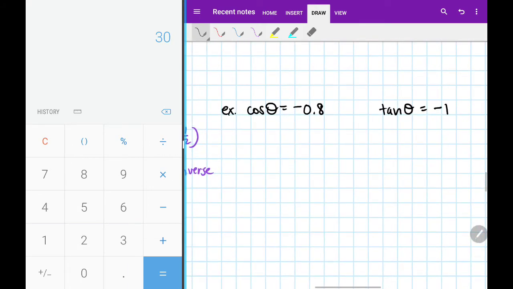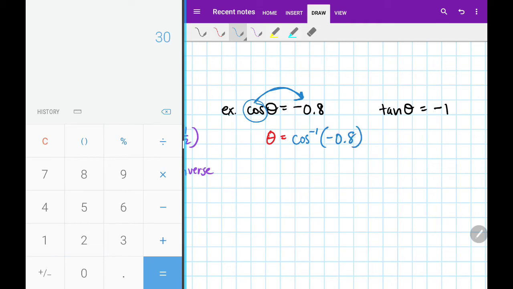Here's another example. Cosine theta equals -0.8. So again, if I want to solve for theta and get it all by itself, I need to take my cosine and move it to the other side. As it crosses this equal sign, it takes on the inverse notation. So theta equals cosine inverse of -0.8.